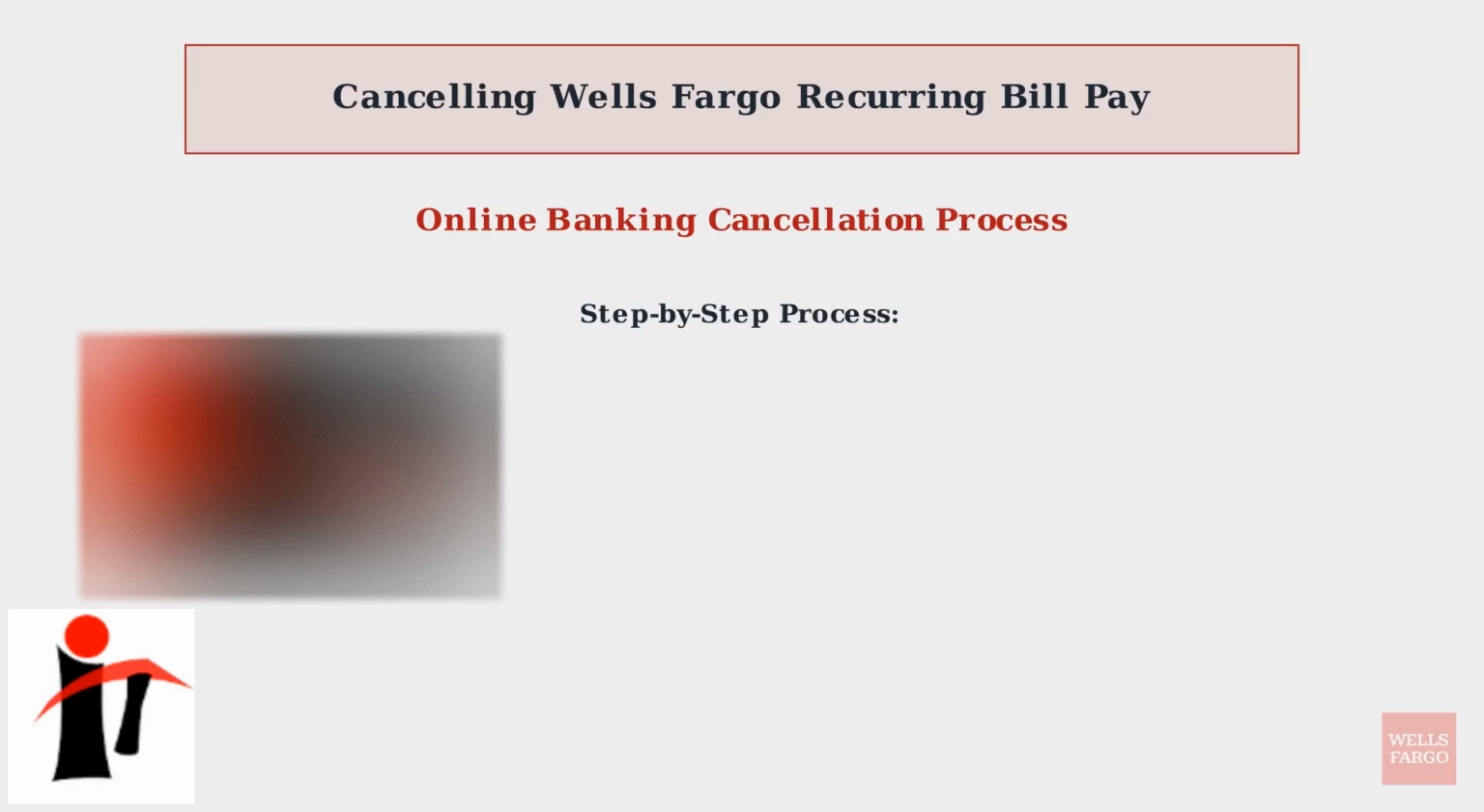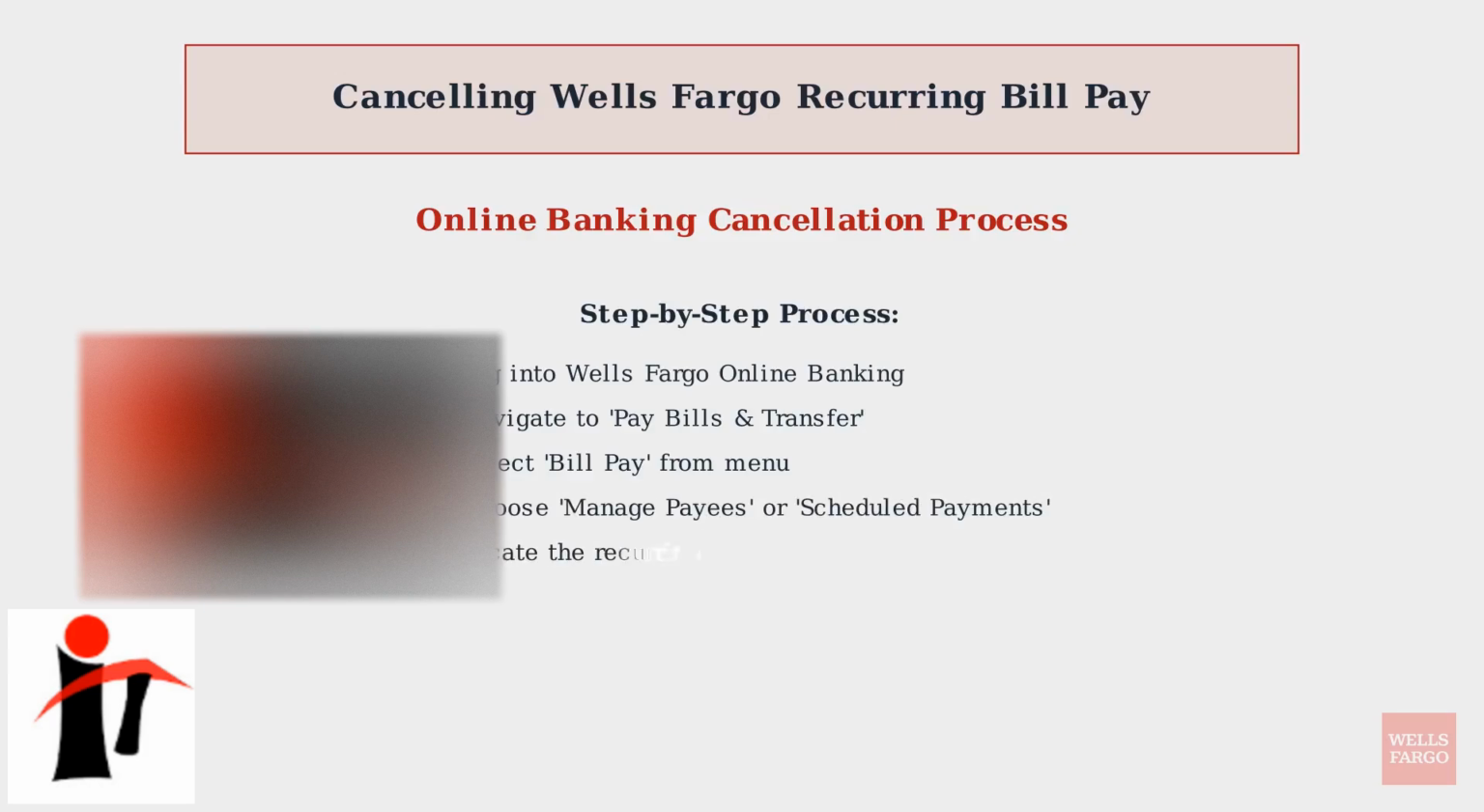Here's the complete step-by-step process to cancel your recurring payments through Wells Fargo's website. First, log into your Wells Fargo online banking account. Then, navigate to the Pay Bills and Transfer section and select Bill Pay from the menu. Next, choose either Manage Payees or Scheduled Payments to find your recurring payment. Once you locate it, select Edit or Cancel. Then confirm your cancellation to finalize the process.